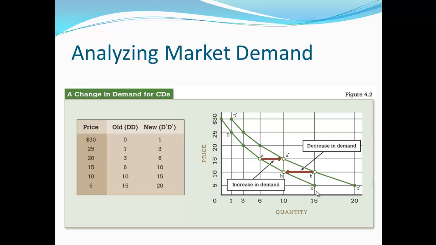So here is an example of two demand curves. Notice that the original demand curve we have at a price of $30, no one would buy a CD. However, for some reason, the demand increased. And so at a price of $30 on the new demand curve, one person would purchase that CD. So what we have here is a shift in the demand curve, which again creates an entirely new curve, and a shift to the right, which means increase in demand.